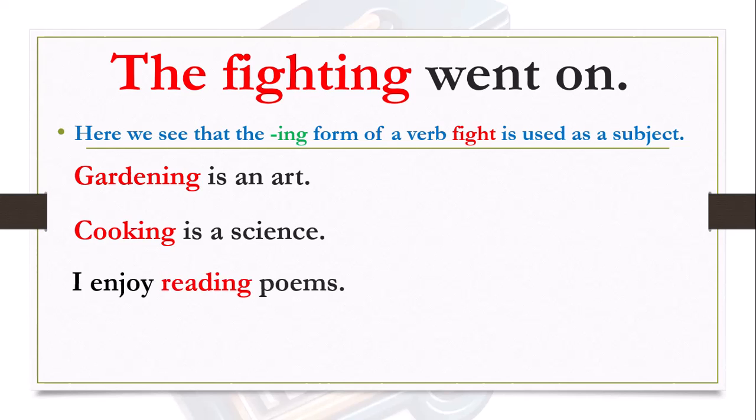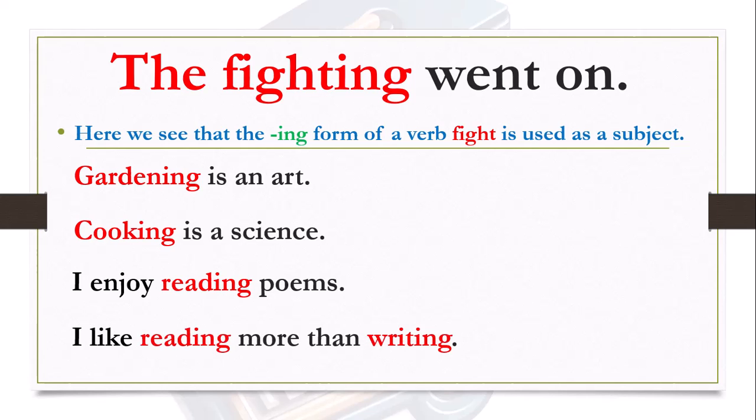Then, I enjoy reading poems. So reading is here gerund form. And I like reading more than writing. So all red colored words are gerund forms.